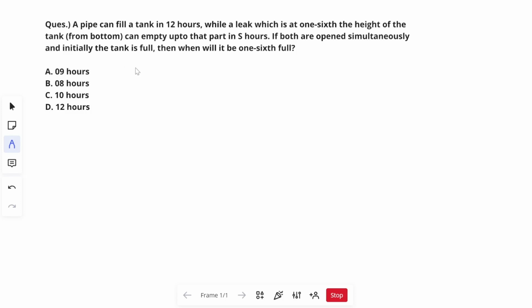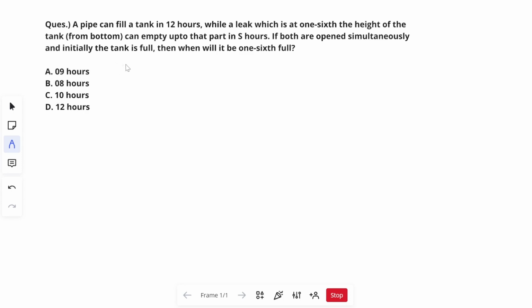Let's look at this question. A pipe can fill a tank in 12 hours, while a leak, which is at 1/6 the height of the tank, can empty up to that part in S hours. If both are open simultaneously and initially the tank is full, then what will be the time to reach 1/6 full? Okay, see, we have options as 9 hours, 8 hours, 10 hours and 12 hours.